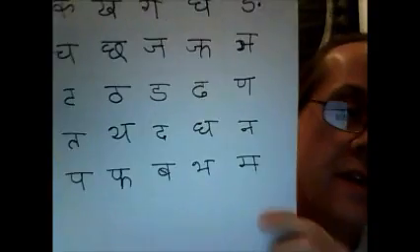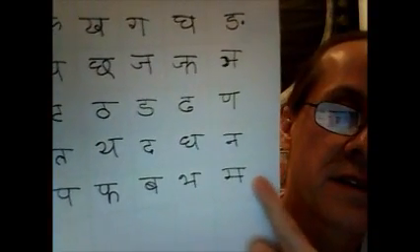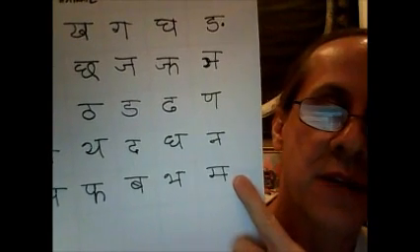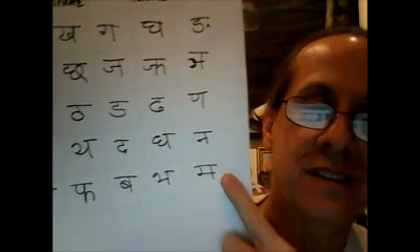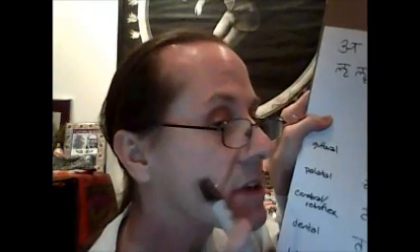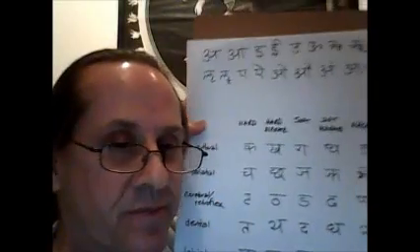You can probably guess the nasal. Ma, like mama. Ma. Very interesting. So you see that we have the consonants organized according to where they're produced by the mouth, and also whether there's breath applied and whether they're soft or hard or nasal. So we have this beautiful system.